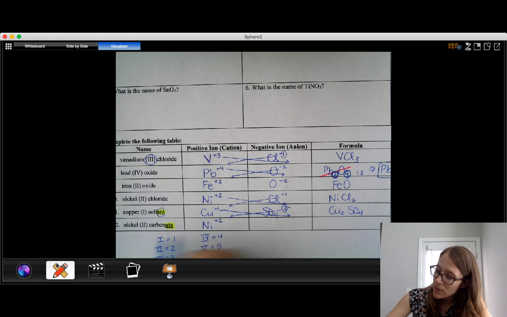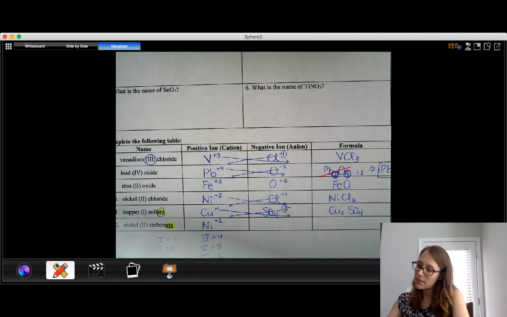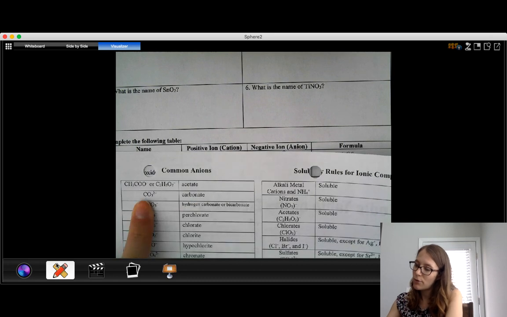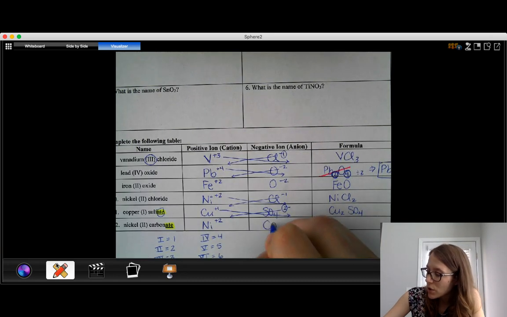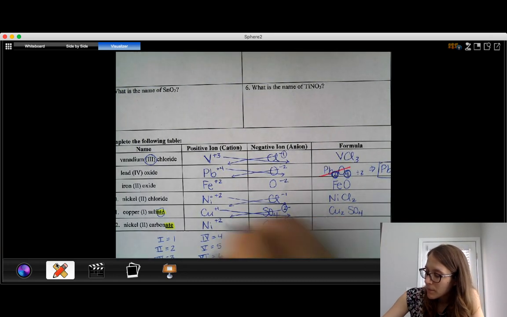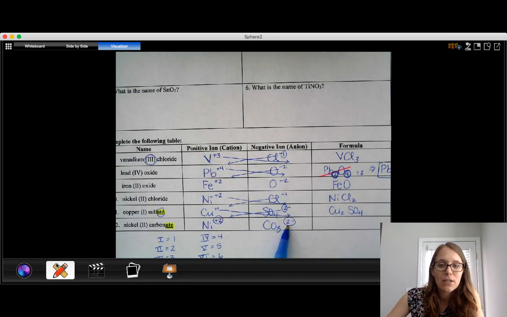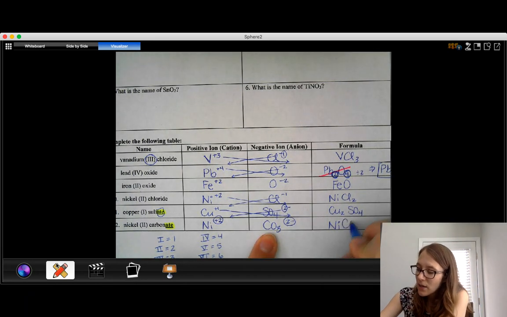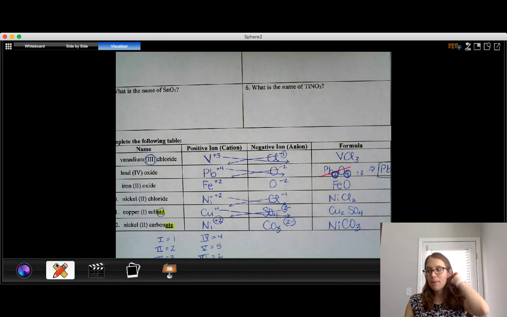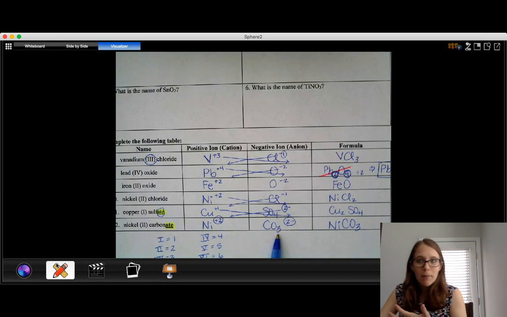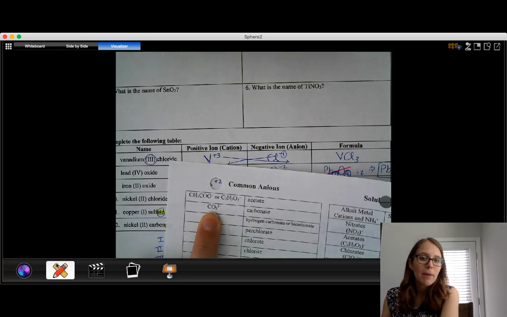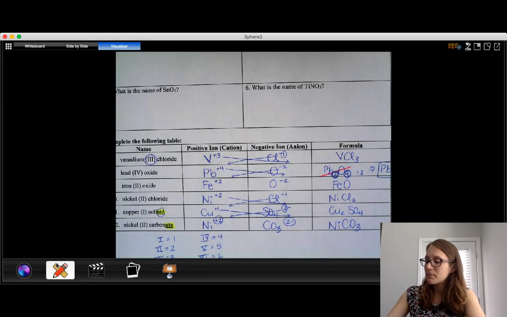Nickel, +2, and then carbonate. We look on here for carbonate, CO3 with a charge of -2. Okay. +2, -2 are a perfect match. So I'm just going to go ahead and push those 2 symbols together, Ni, and then CO3. Notice that I'm not getting rid of the 3. That's part of carbonate. If I just wrote CO, that wouldn't be carbonate anymore. For it to be carbonate, it has to have the 3 on it.